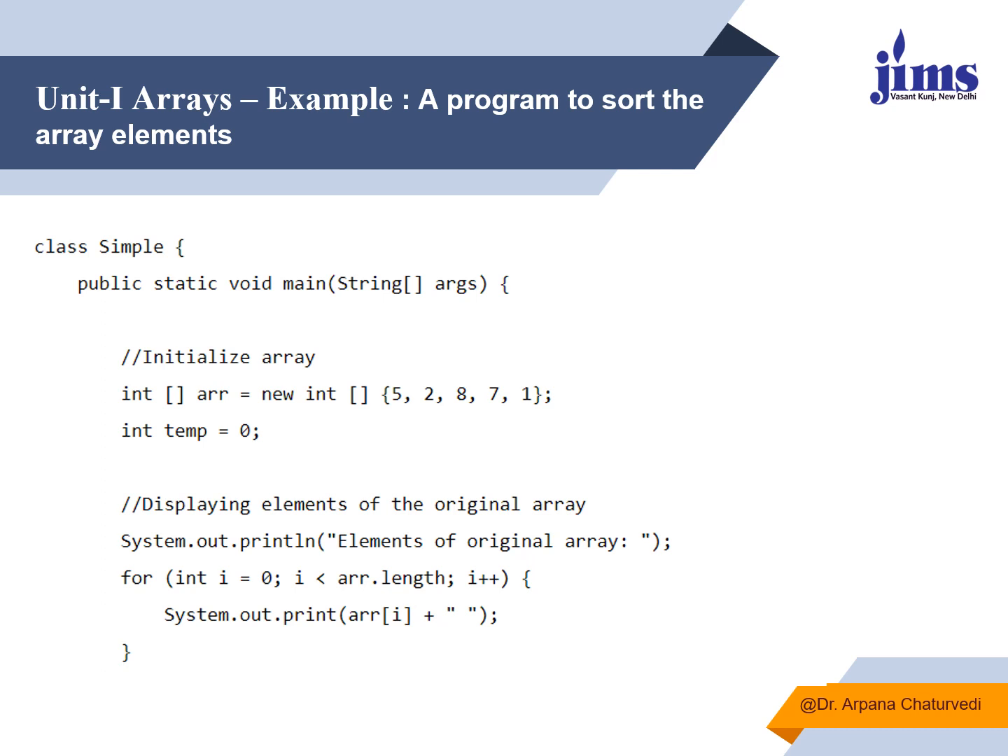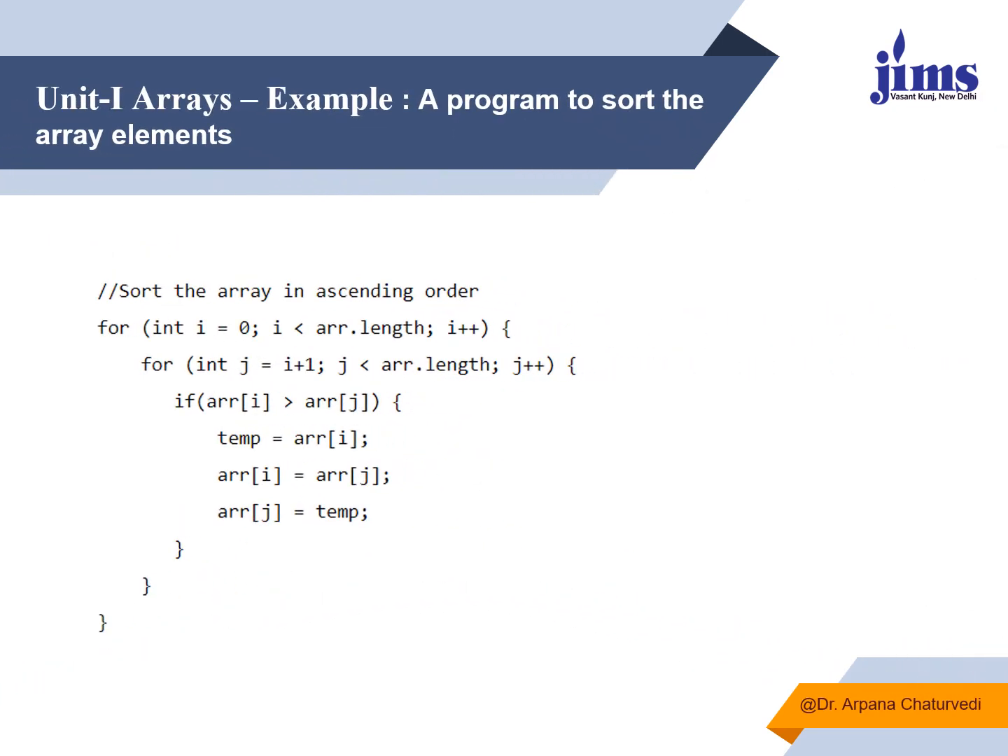At one go I am taking temp equal to 0. Now the original array is starting from 0 till the length of this arr. I will display each and every value over here, starting from i equal to 0 till i is less than arr.length, i++, System.out.println(arr[i] + space). So it will display all these values: 5, 2, 8, 7, 1. Next, now we will perform sorting.